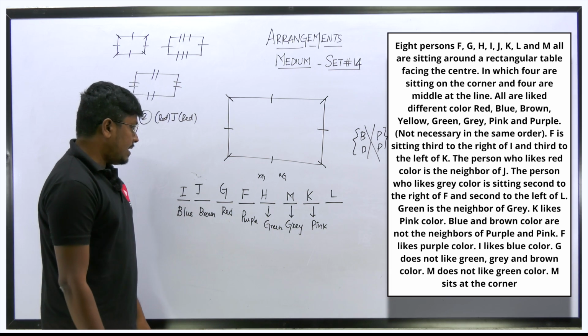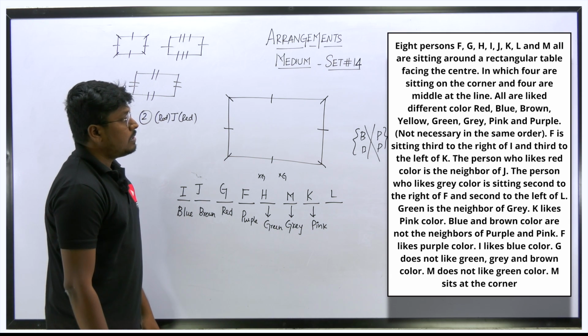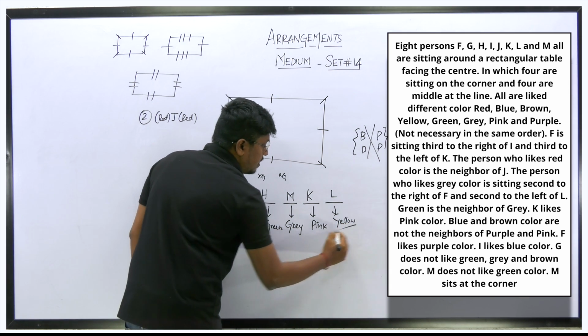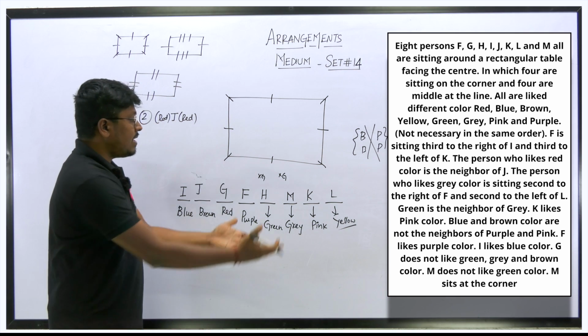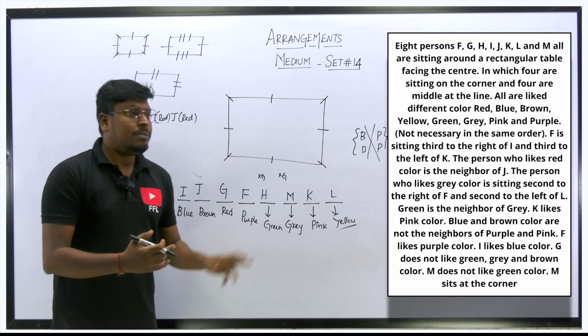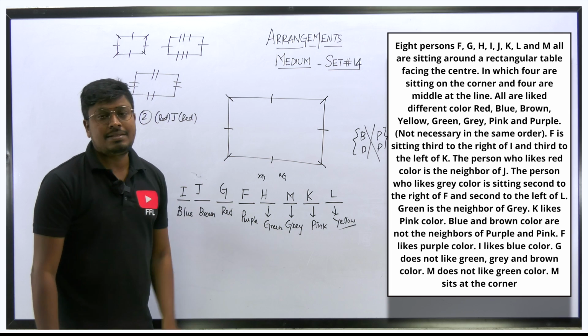So only one color is missing, that is yellow. Pink, purple, yellow. Yellow is missing. So that is yellow, right? So L will be yellow. I think finally we fixed all the persons as well as which colors they like. But here we have to fix the arrangement. That is important. And the last point they are saying is M sits at the corner.